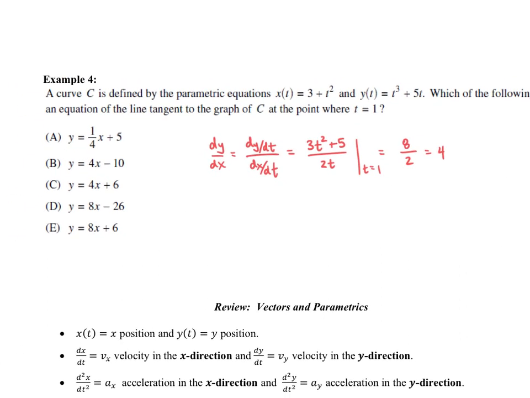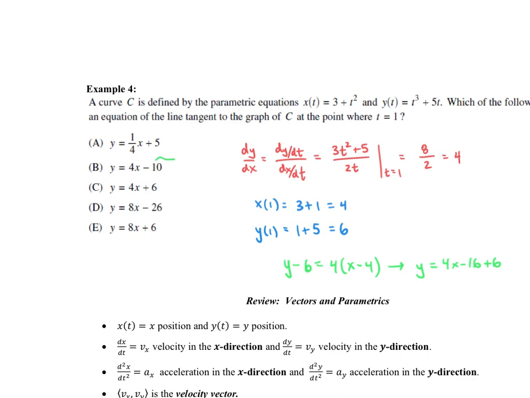We also want to find our x value and our y value. So x of 1 is 3 plus 1 squared, so that's 4, and y of 1 will be 1 plus 5, so that's going to be 6. So your equation in point slope form is y minus 6 equal to 4 times x minus 4. Looks like they don't want that form, so we're going to just move this over. This is going to be y equals 4x minus 16 plus 6. And so we end up getting option B for this.